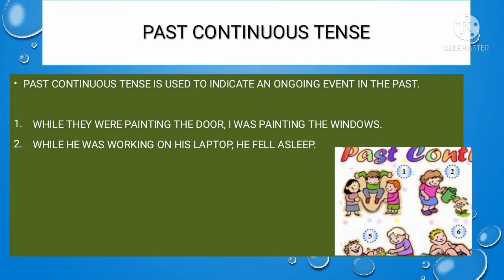Now see the form of the verb in past continuous tense. So here: they were painting. Subject plus were or was. So there are auxiliary verbs we can use. If the subject is singular, like he was working, so he is singular, we use was. But if the subject is plural, like they, we use were: they were. If you use they are, then it will be present continuous. So: they were painting, he was working. I means I was working, like I was painting the window. So that's about past continuous tense.